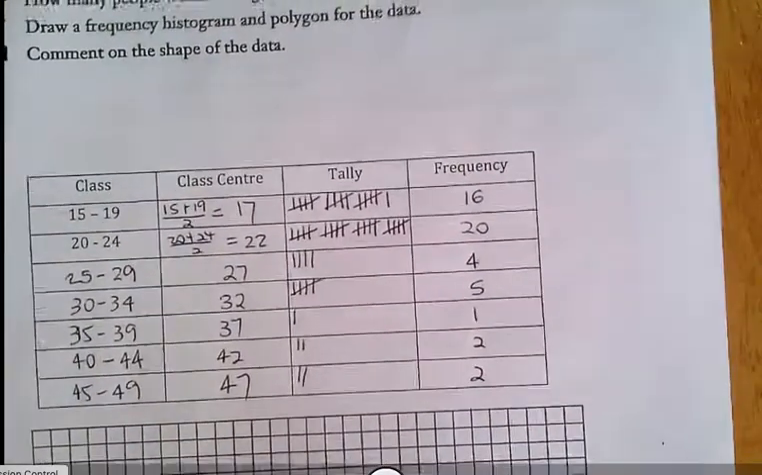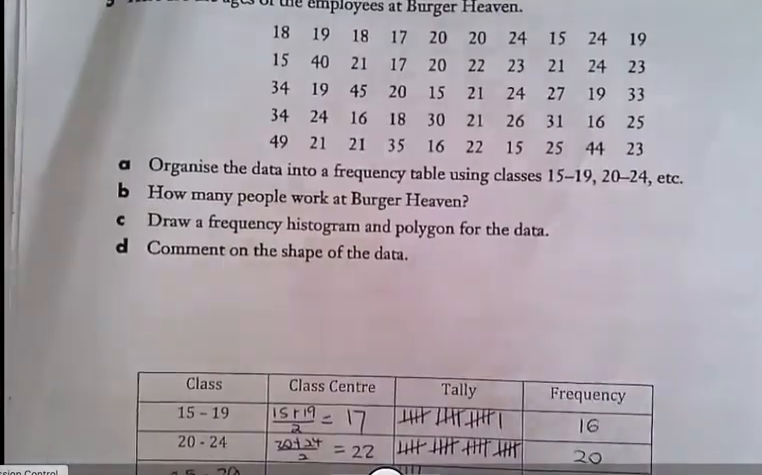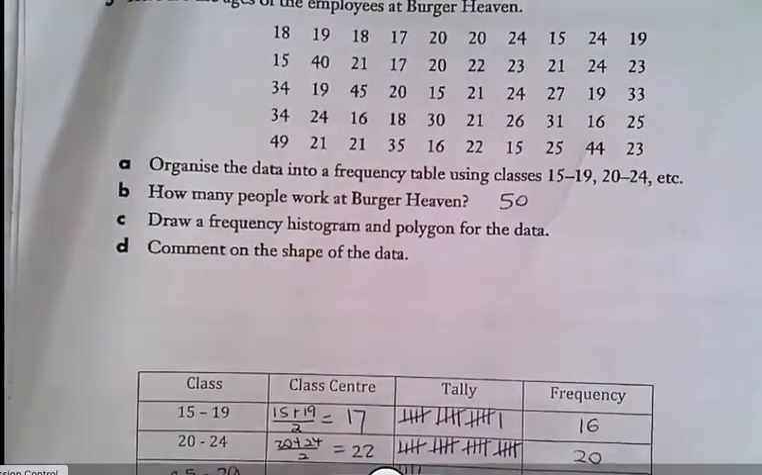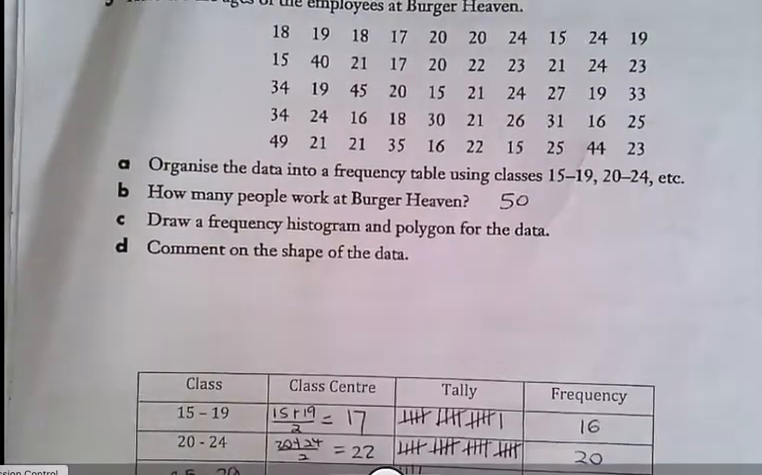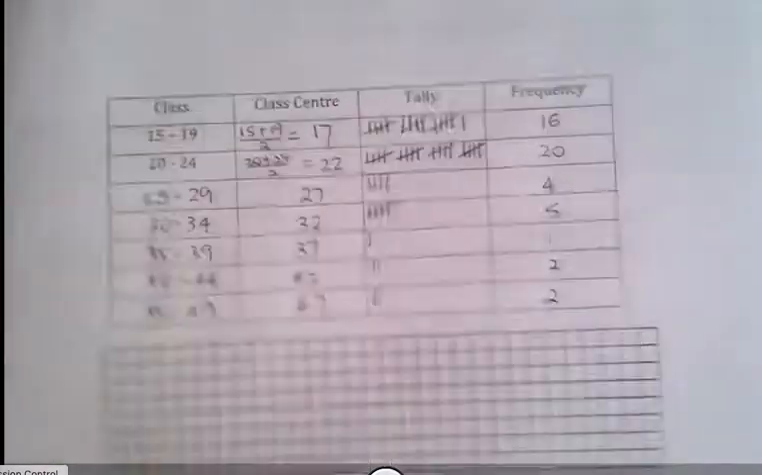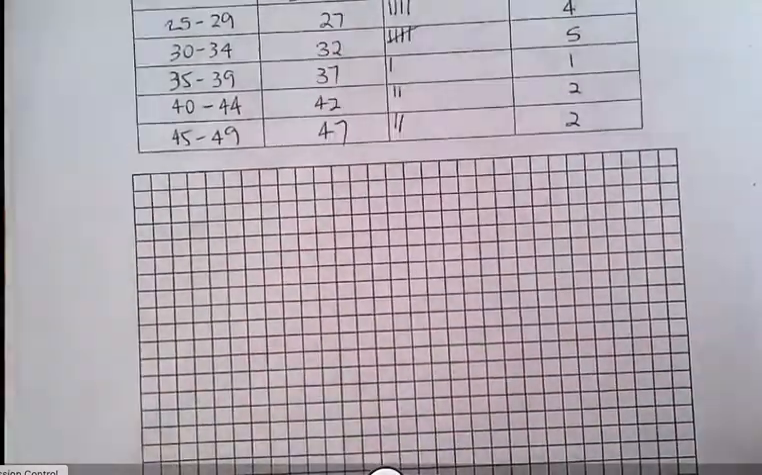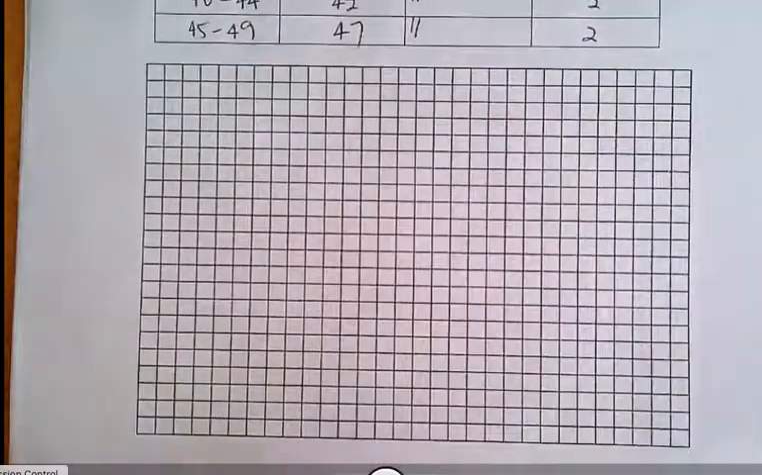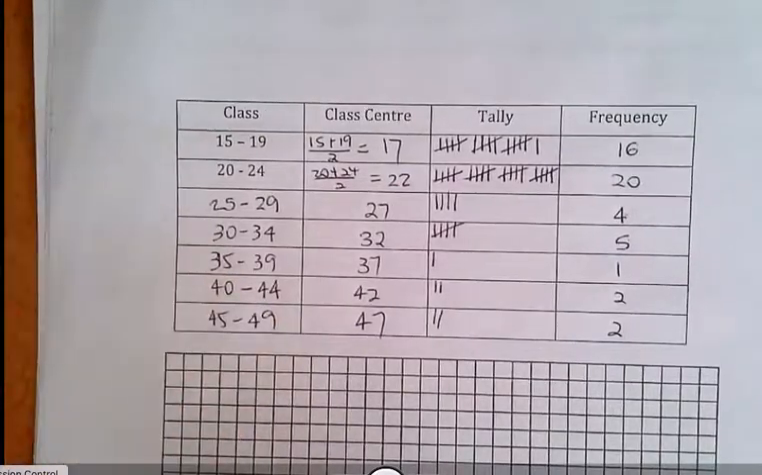And now drawing the frequency, the question, sorry, up here as well, how many people work at Burgerhaven? That's 50. Okay, and a frequency histogram and polygon, and then to draw that and then to comment on the shape of the data. Now, in the frequency histogram and polygon, you will use class centers for the middle of your data. Now, we've got to go from, well, 15 to roughly 50.